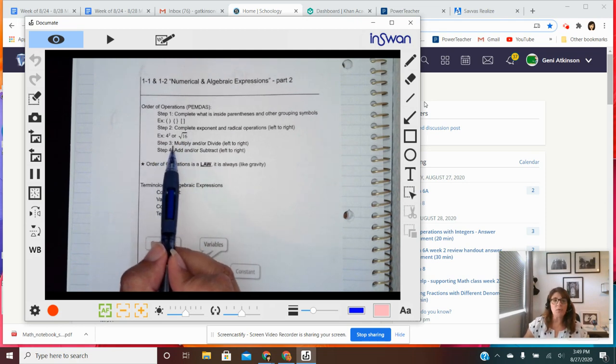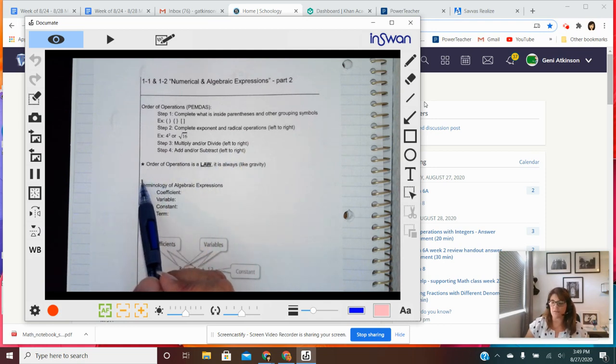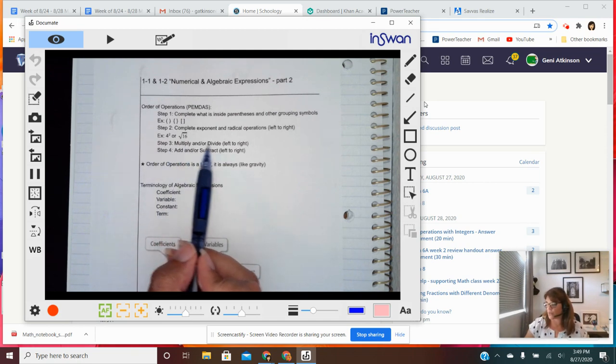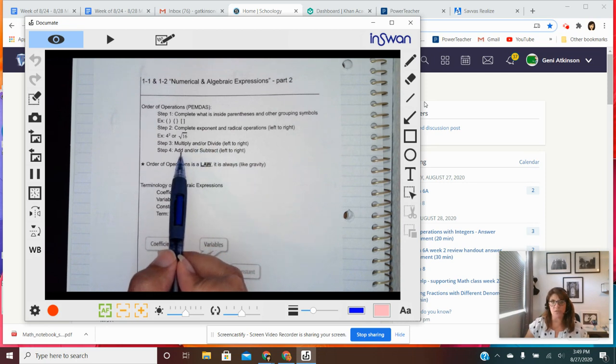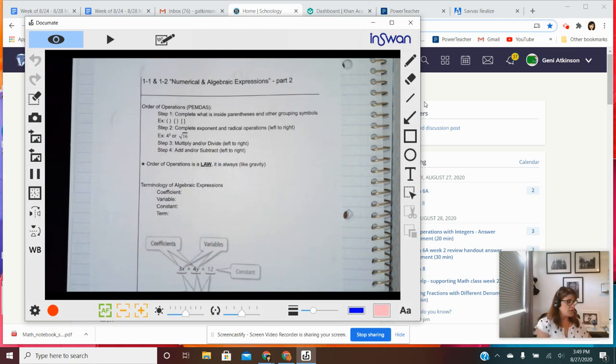Then we need to do any multiplication or division left to right. Multiplication does not come first. Division does not come first. You do whichever one you get to in order, left to right. Same thing with addition and subtraction: whichever one you get to in order, left to right. Order of operations is a law. I'm not going to remind you when you go outside tomorrow that there's gravity. It exists. So just a reminder that that is the order of operations and it's a law.